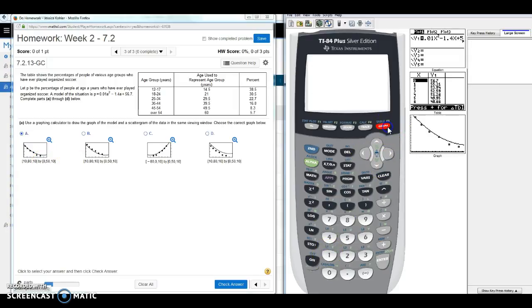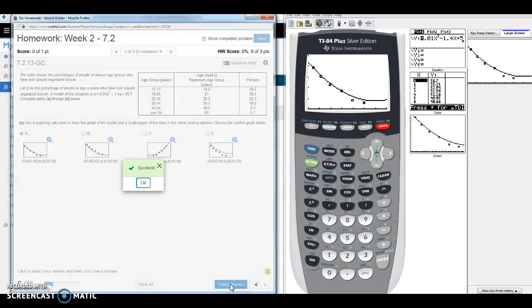Let's see how that changes how our graph looks. Our graph looks almost identical. We get a little bit more graph, and I don't have as many marks along the axis, but I can see that graph A matches that.